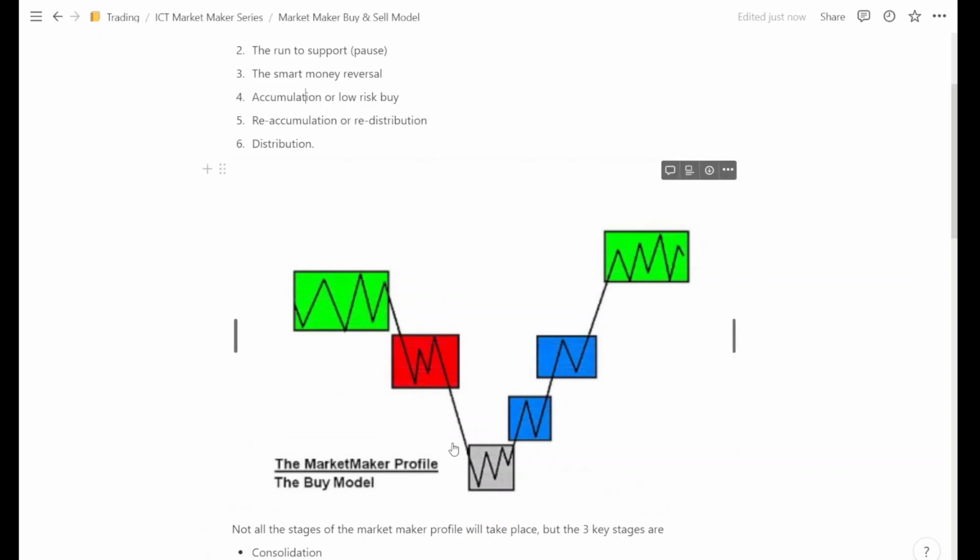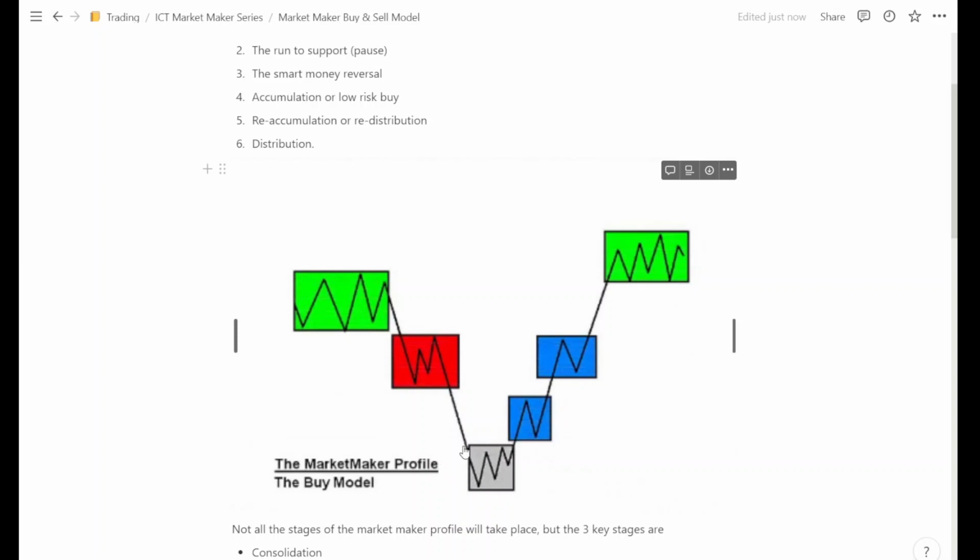Most of the time, I've realized that a smart money reversal happens at a weekly high or low, sorry, a weekly low in this case. If you're looking at the buy model, it will happen at a weekly low most of the time. That's an important thing to pay attention to.